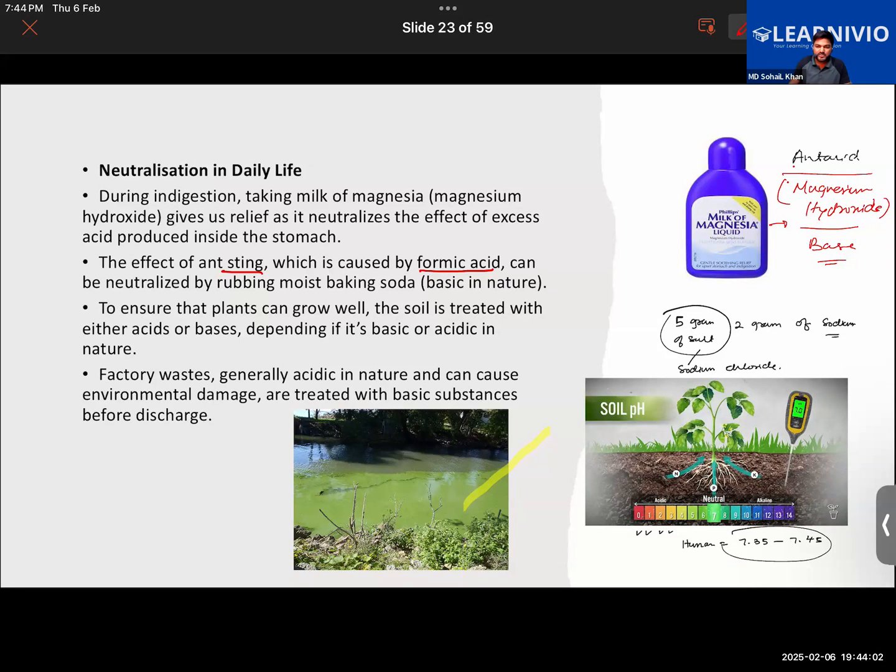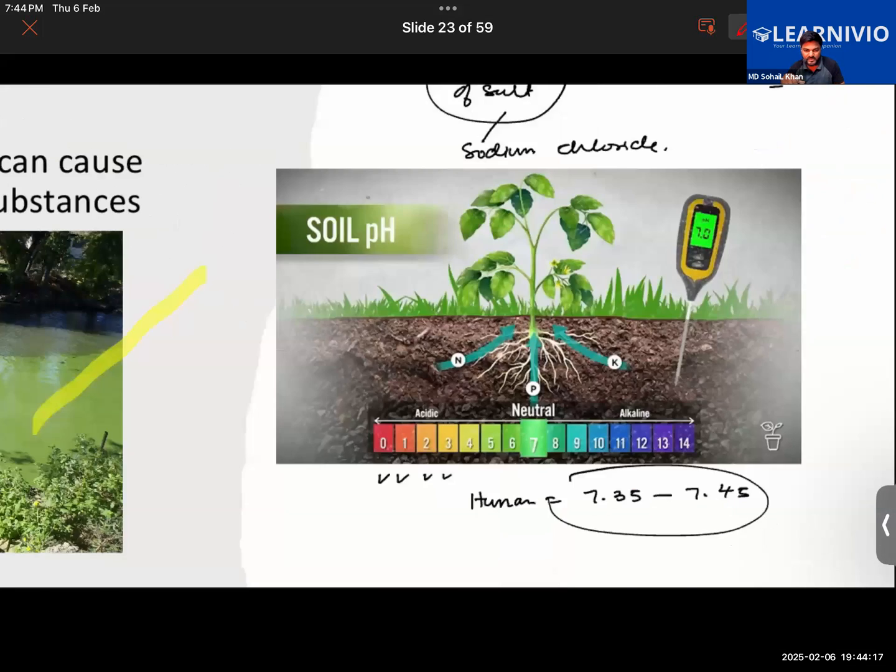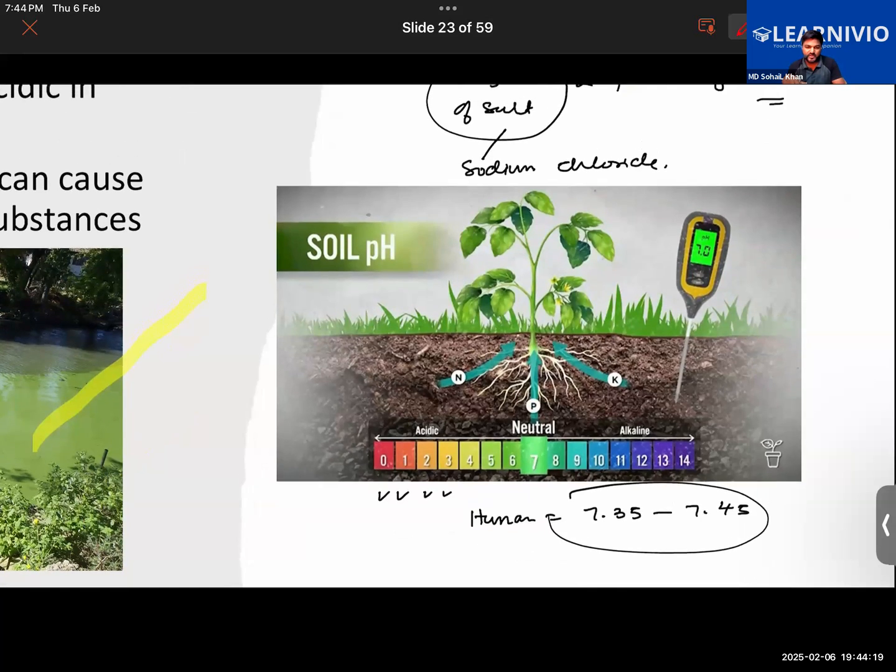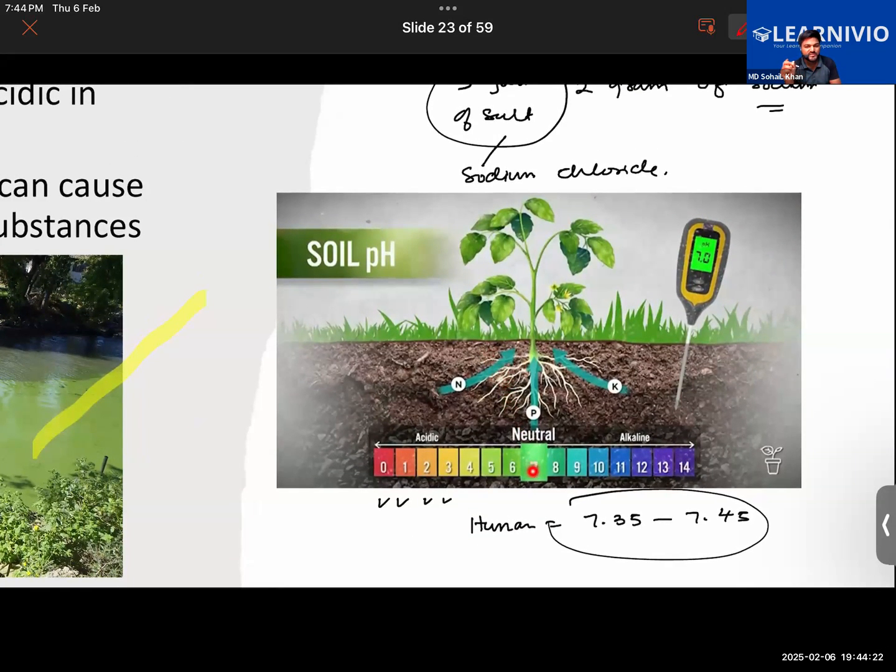Next topic. In order to ensure that crops grow well in the soil, we ensure that the soil is neutral in nature. Its pH level is about 7. On the pH scale, if it has a pH value of 7, that soil is very good for crops to grow.